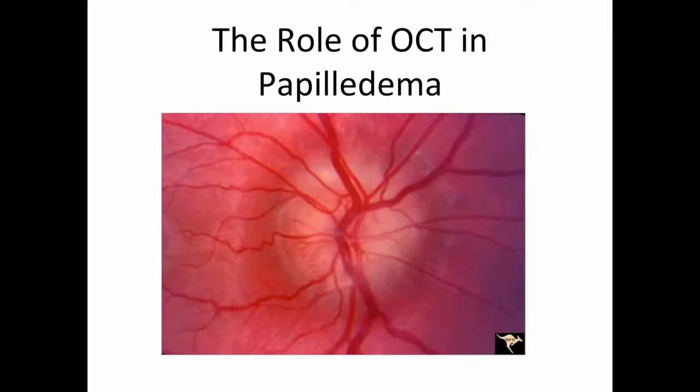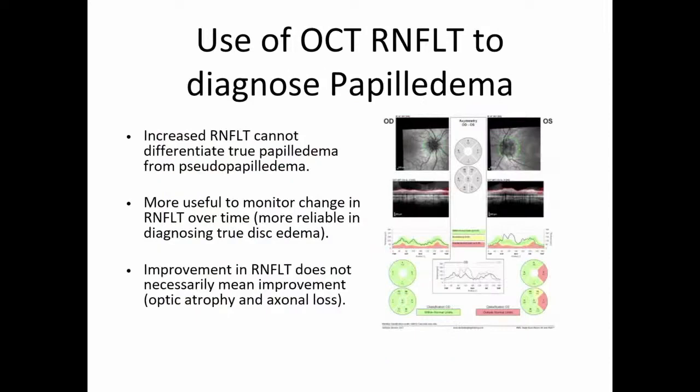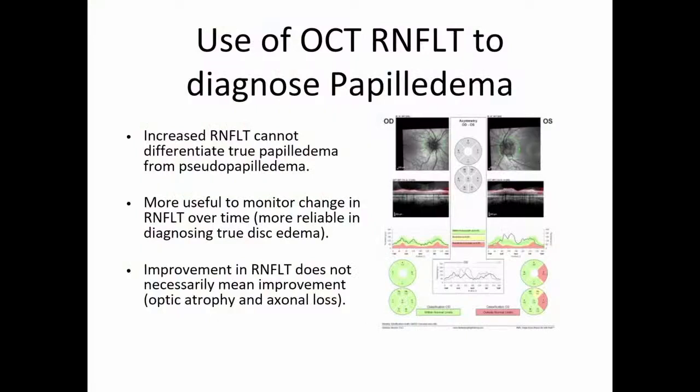What about in papilledema? There is a role for OCT in papilledema right now. You can use the nerve fiber layer measurement, not so much to diagnose papilledema, because we know that quantitative measurements of the nerve fiber layer do not really differentiate papilledema from pseudopapilledema. But it's more helpful to monitor changes in the nerve fiber layer in someone who has established papilledema.